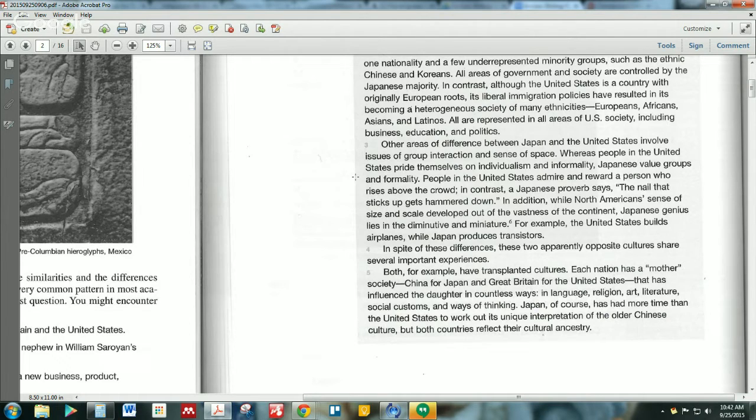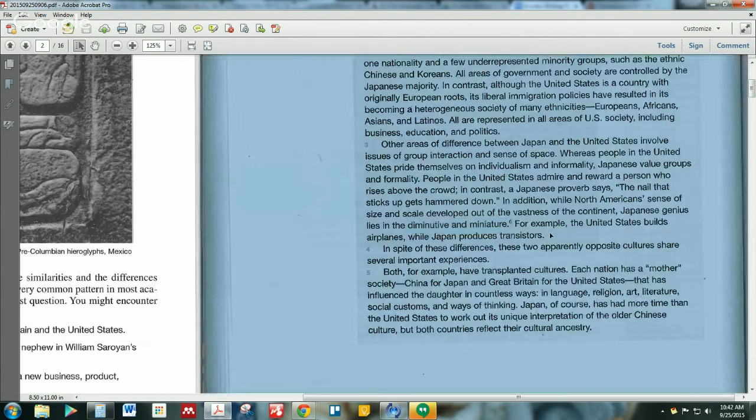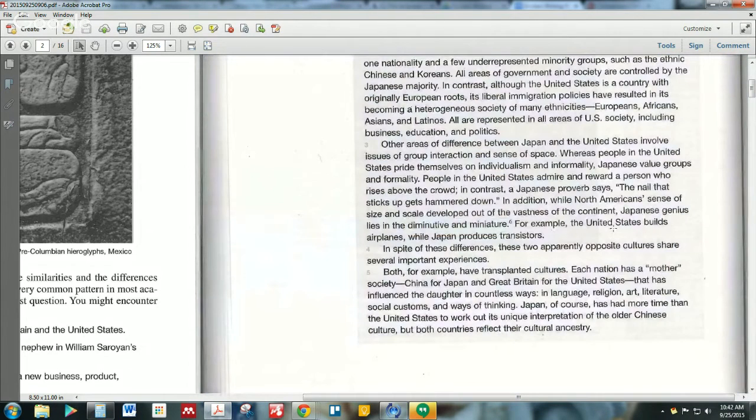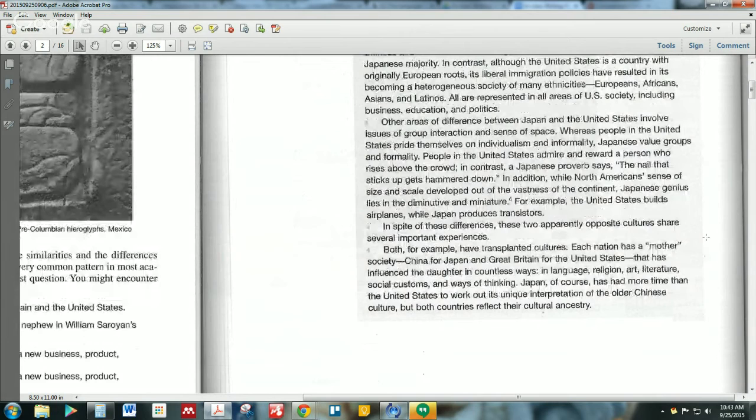In addition, while North American sense of size and scale developed out of the vastness of the continent, Japanese genius lies in the diminutive and miniature. So diminutive and miniature, both meaning small. For example, the United States builds airlines while Japan produces transistors. Transistors are small pieces of robotics that go in computers and things. I don't really know, but it's small.